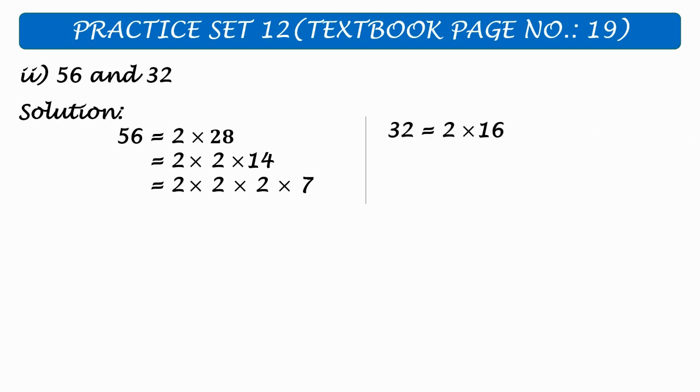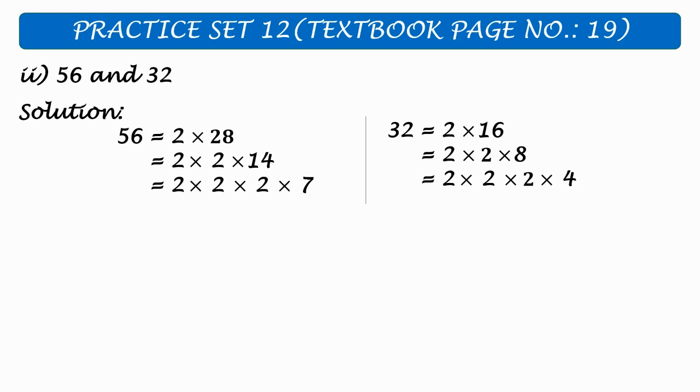So we know that 32 is equal to 2 multiplied by 16. Now we have to factorize 16 further. So it can be written as 2 multiplied by 2 multiplied by 8. Again, we will be factorizing 8. We know that 2 and 4 are the factors of 8. So we can write it as 2 multiplied by 2 multiplied by 2 multiplied by 4.